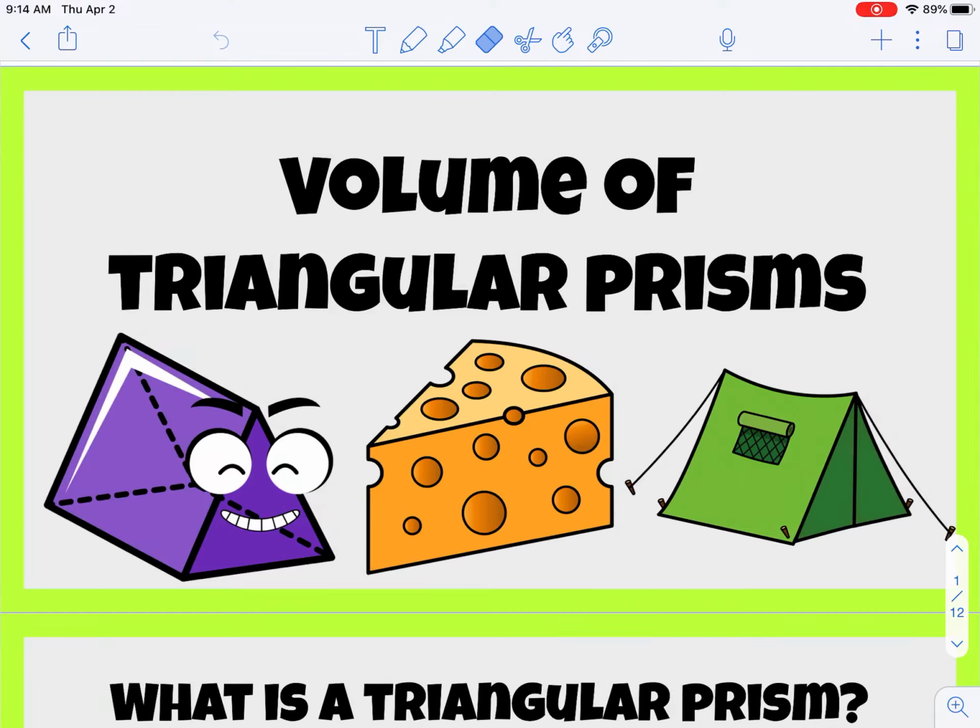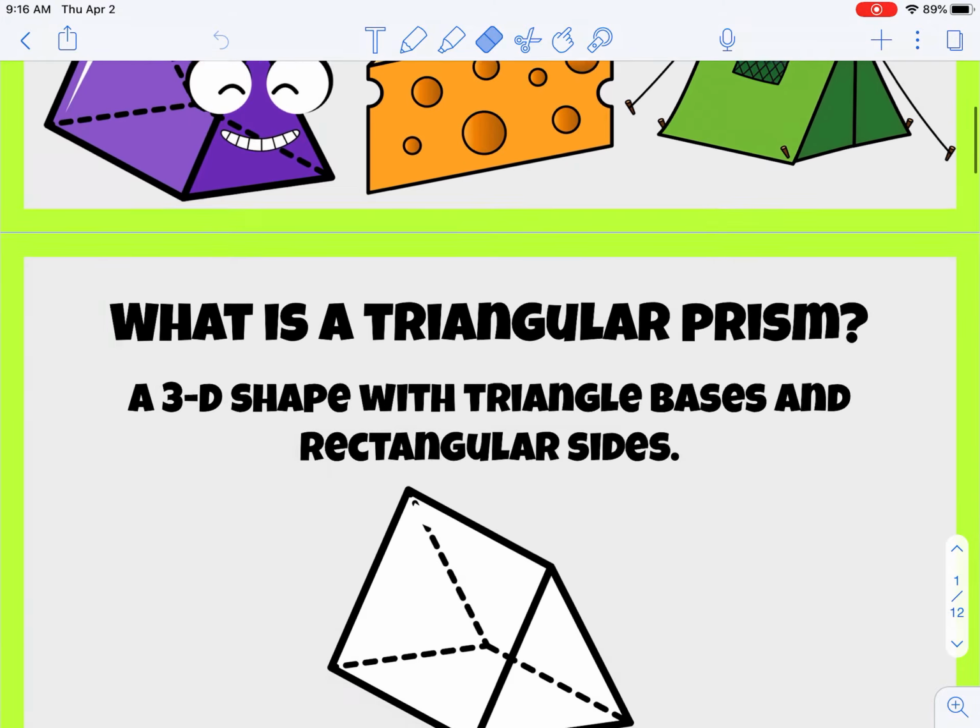Hey kiddos, we've been working the past few days on finding the volume of rectangular prisms. If you remember, volume is the amount of space inside an object or the amount of space an object takes up. So we're going to start transitioning from rectangular prisms to triangular prisms. So the first thing we have to figure out is what is a triangular prism.